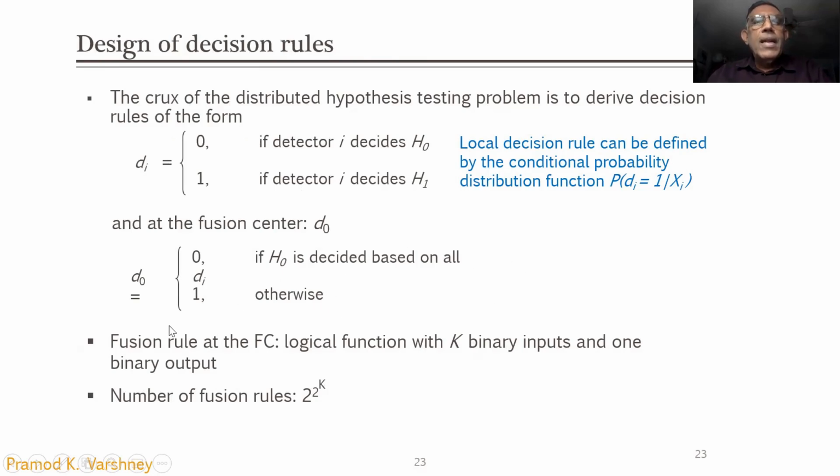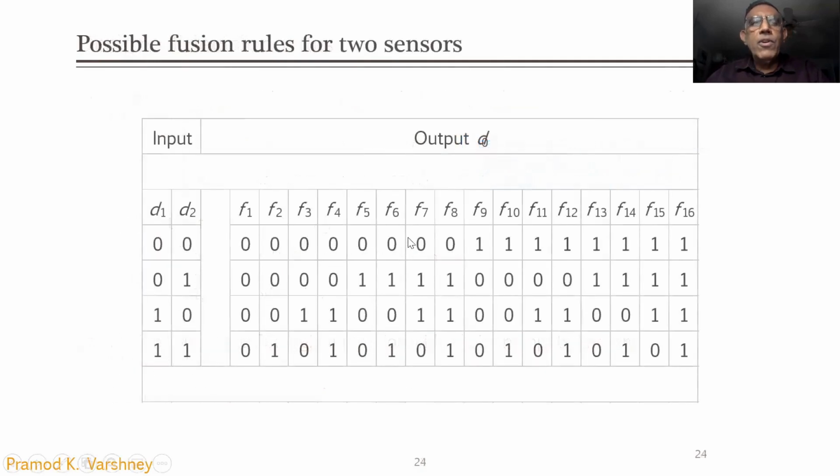Now you can see that the fusion rule, if it is a binary problem, is a logical function with k binary inputs and 1 binary output. So the number of fusion rules is 2 to the 2 to the k. So it grows very rapidly. Just for illustration, if we had 2 sensors and binary, then there are 16 fusion rules.